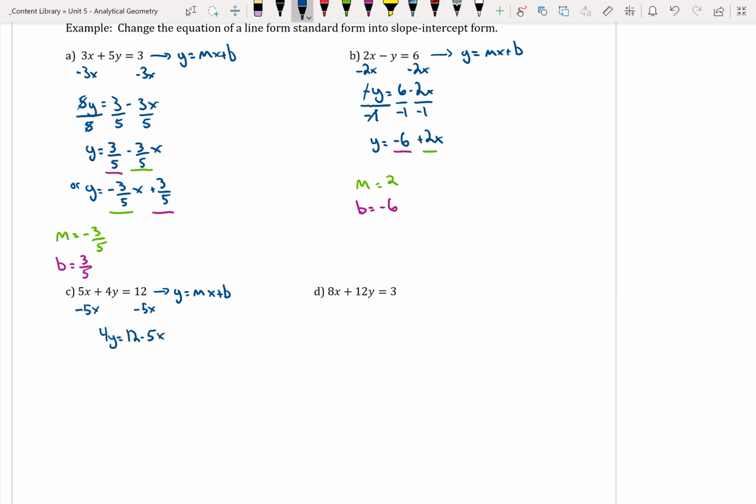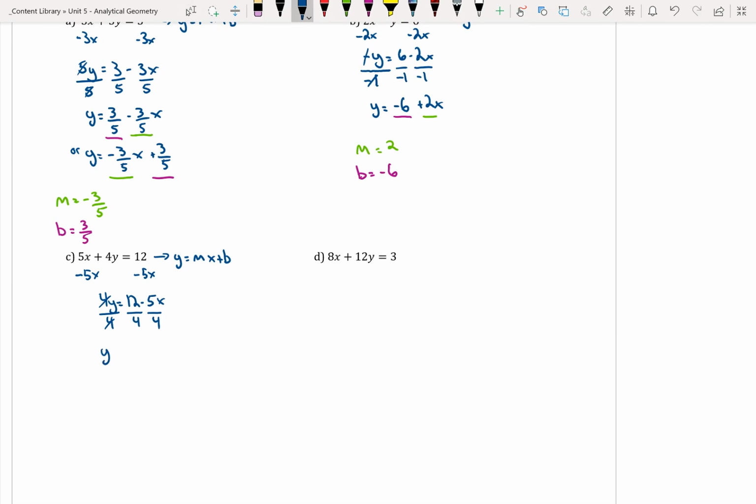Now I want to get the y by itself even further, so I'm going to divide everything by 4 on the one side, and to balance it out, I'm going to divide by 4 on the other side. It gets canceled out on the one side, and on the right side, I can simplify 12 divided by 4 nicely to 3. I'm going to leave 5 over 4 as a fraction because it doesn't reduce nicely.